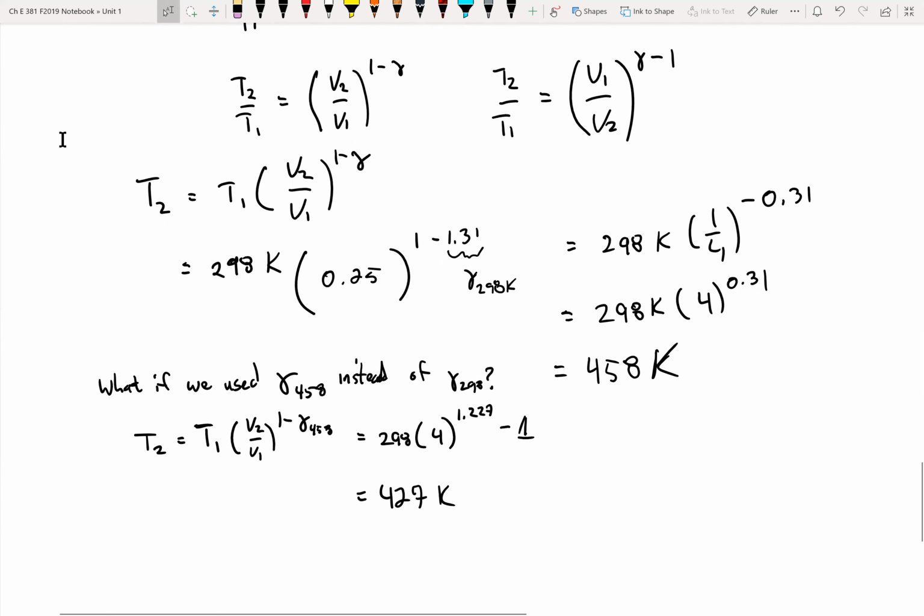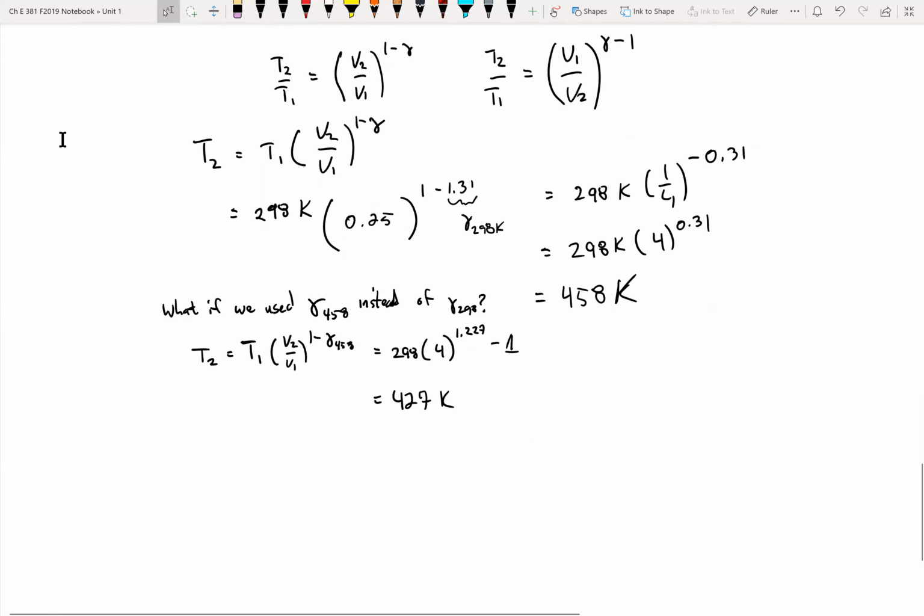So using the cold heat capacity is probably going to give me one limiting case, and using the hot end heat capacity is going to give me another limiting case. If I want to use a constant heat capacity or a constant gamma and get a better estimate for temperature, any proposals for what I could do? Yeah, I can average out the gammas, and that's perfectly reasonable.